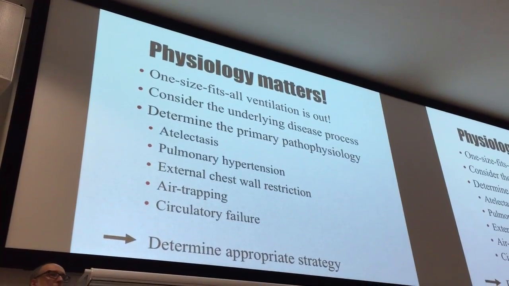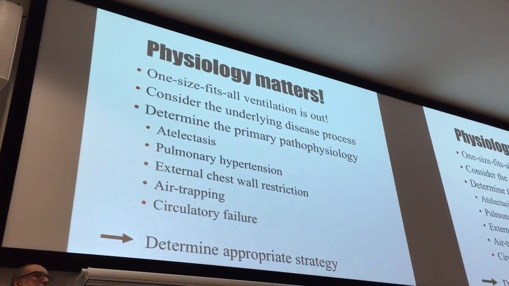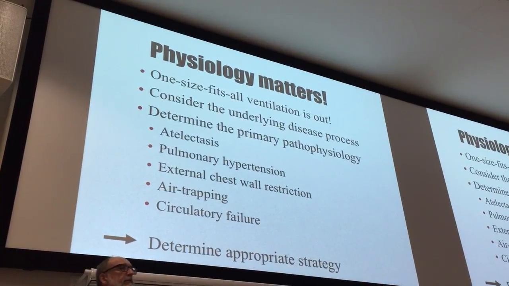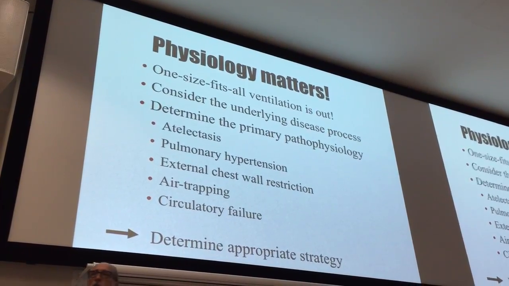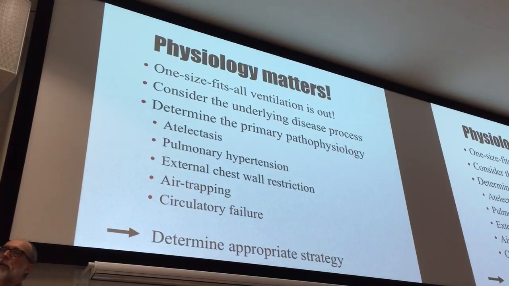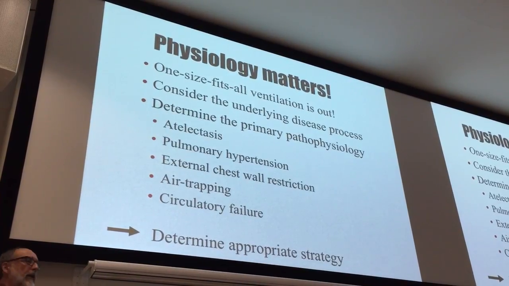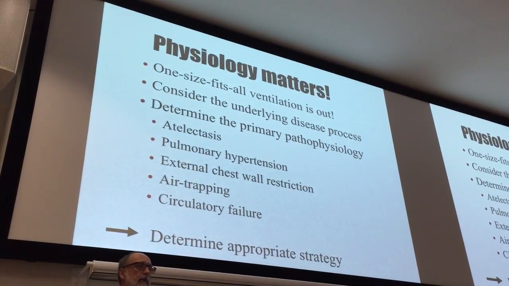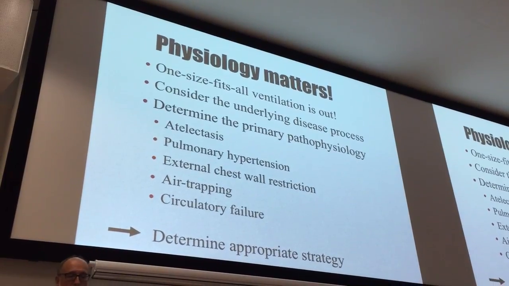If I have a baby who's not oxygenating well, maybe I should go up on my median airway pressure. And that will work if it's atelectasis. But if it's pulmonary hypertension, the lungs are already overexpanded, and going up on my median airway pressure will be counterproductive, right? So physiology matters.